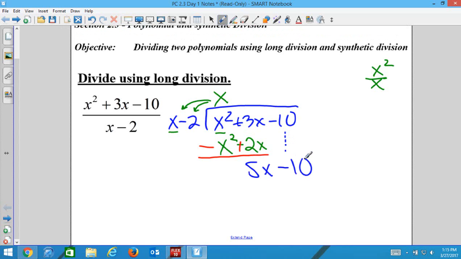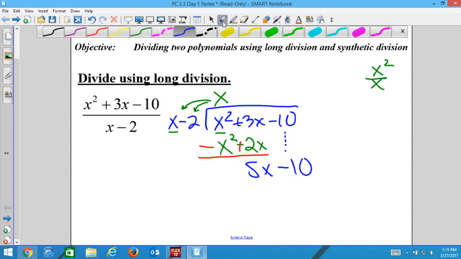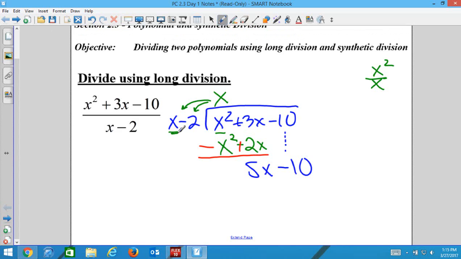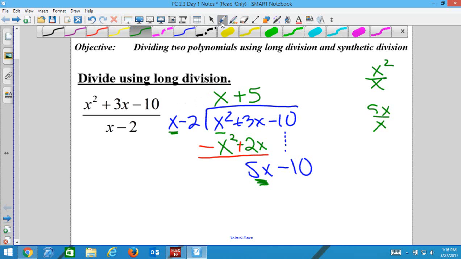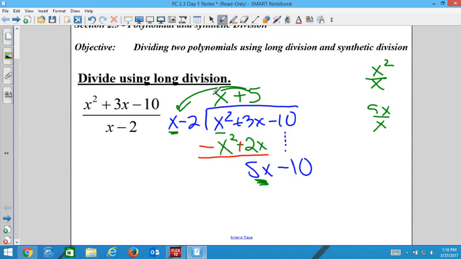Now we do the procedure a second time. So we take x and we divide it into 5x this time. So if you're not sure how to do that by hand, just do it off to the side. 5x divided by x is what number? 5. So up top, we're not going to write 5, we're actually going to write plus 5. And now I'm going to distribute 5 to the x and 5 to the minus 2. So we get 5x minus 10.